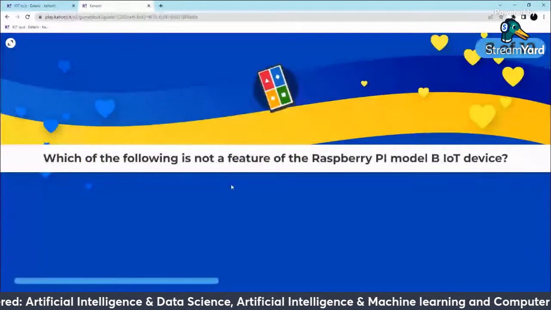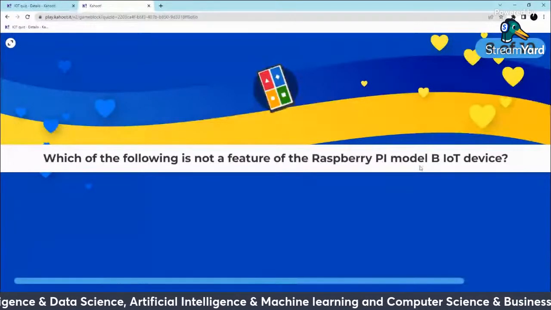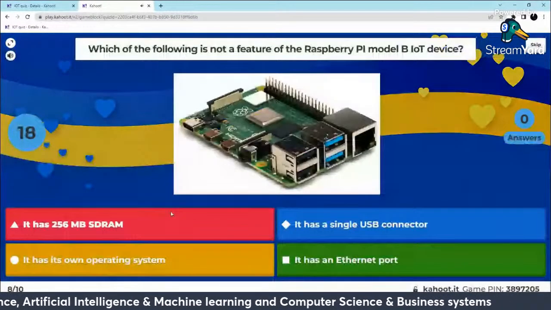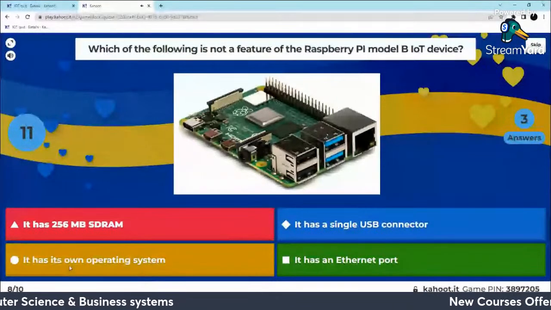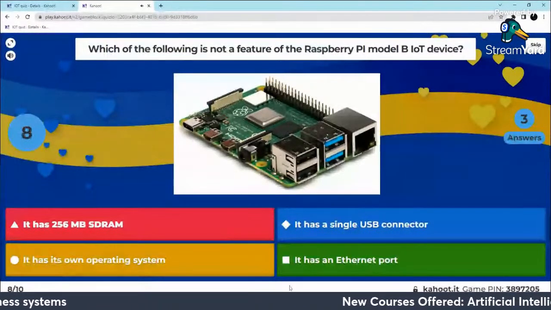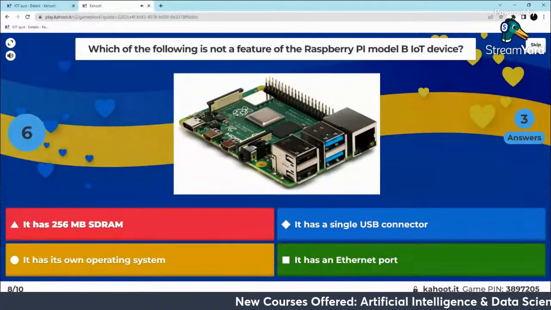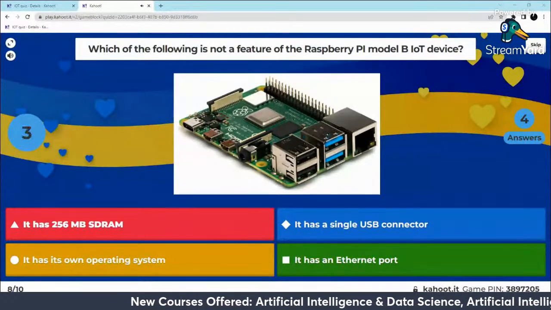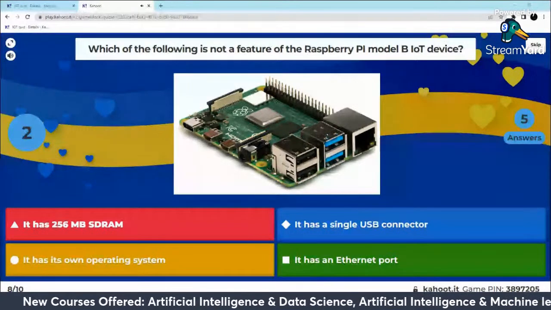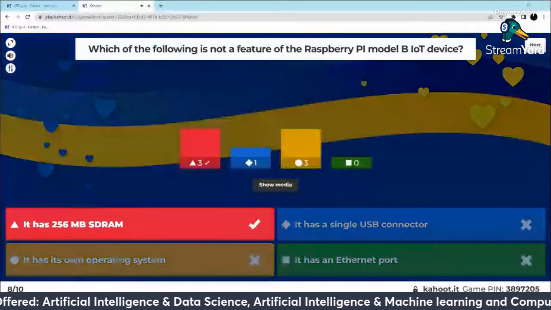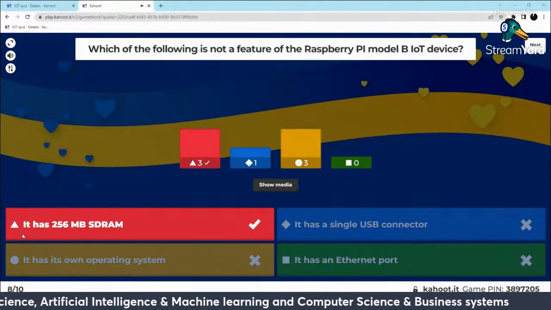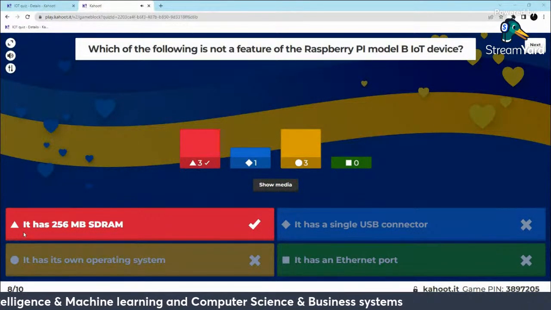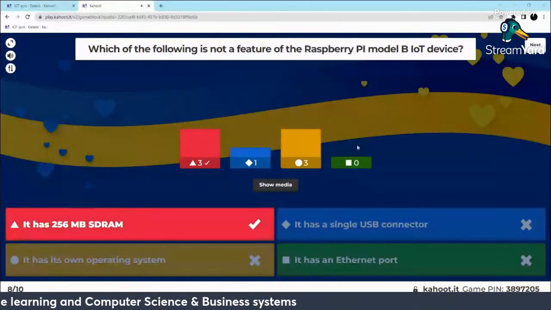Which of the following is not a feature of Raspberry Pi model B IoT device? It has 256 MB SD RAM. It has a single USB connector. It has its own operating system. It has an Ethernet port. So which of the answers is right? Choose the answers fast. Ooh, the timer ran off fast. Okay, the answer is it has 256 MB SD RAM. So about 3 of them answered it right.